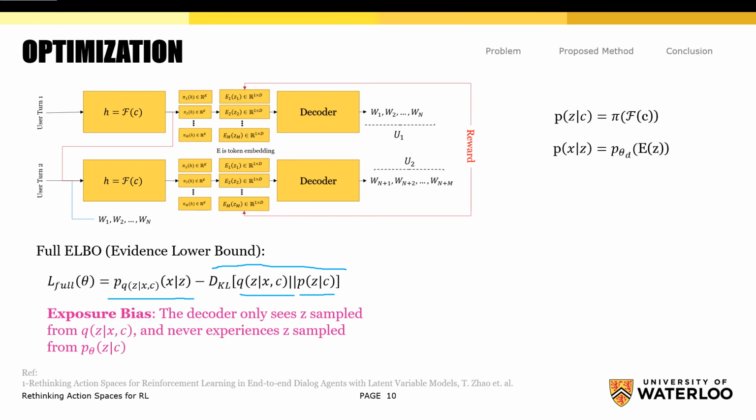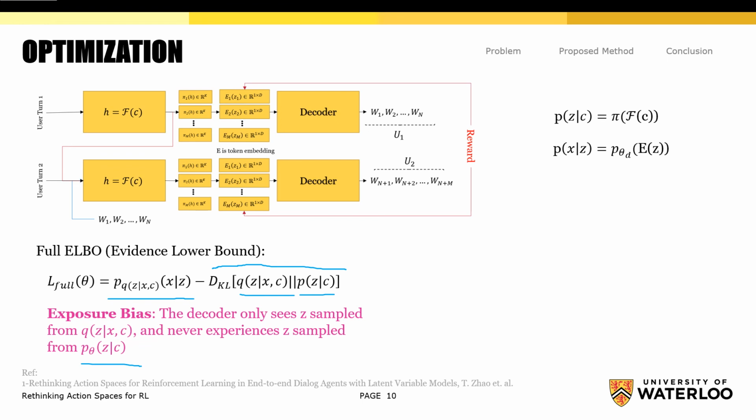They call this problem exposure bias, because in training the decoder only sees Z samples from the posterior distribution Q and never experiences anything from this other distribution, which we are going to use in the test setting. So this can be a problem.